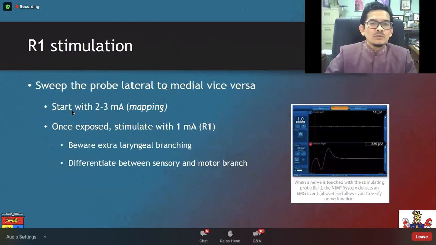Next is to roughly estimate where the nerve will be, we call it mapping. So you use a higher amplitude, higher stimulation, 2 to 3 milliampere, and you sweep around from medial to lateral. Once you get the reading, then you will expose the nerve, and once you identify it, you put the lower stimulation, 1 milliampere. You may also see the branching or extralaryngeal branching, and you can stimulate the branch to find out which one is the sensory, which is useful.